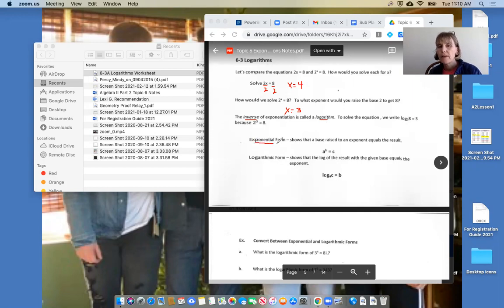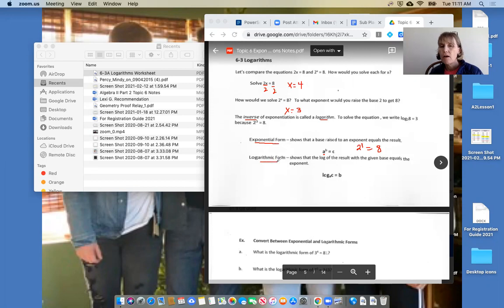We have what's called exponential form. And in exponential form, we would write something with a base. A is called the base. It's raised to an exponent, and you get the answer. So if I went back up there and I said 2 to the third power equals 8, 2 is the base, correct? 2 is the base, 3 is the exponent. That is written in exponential form.